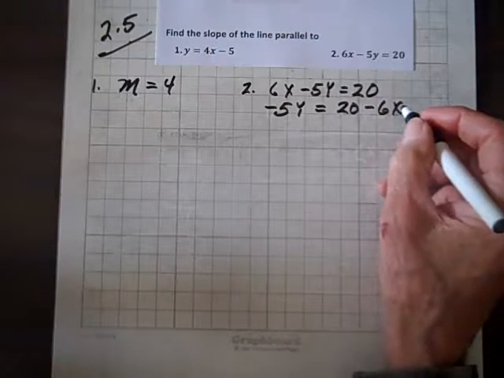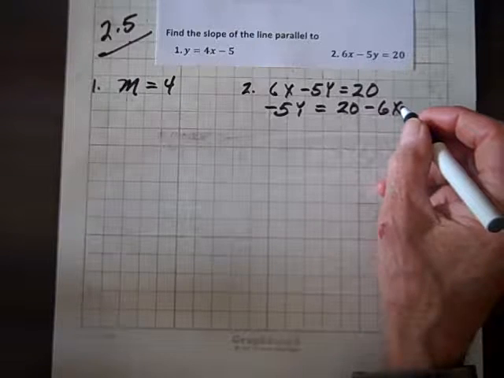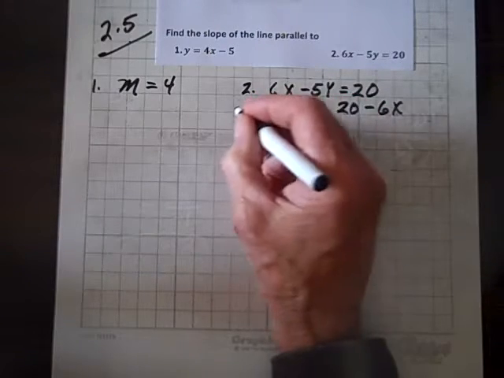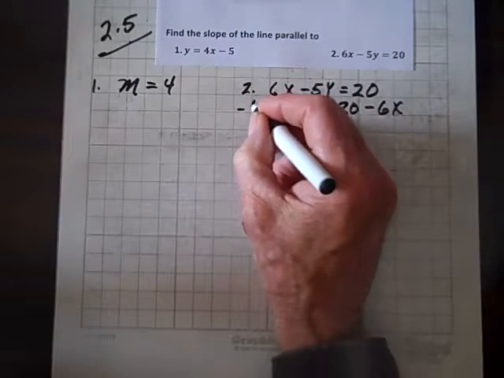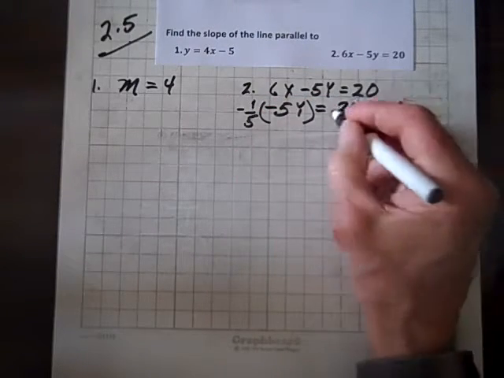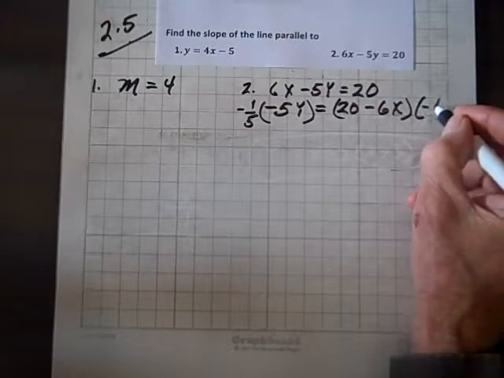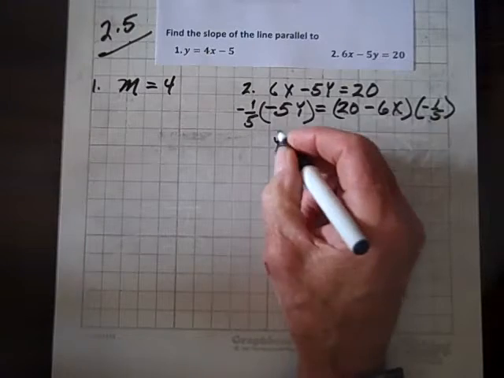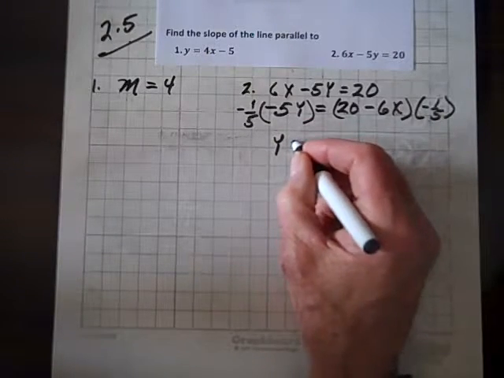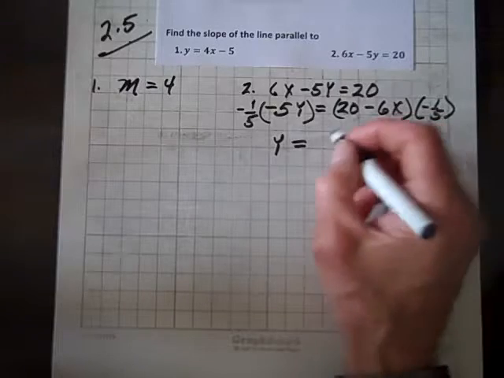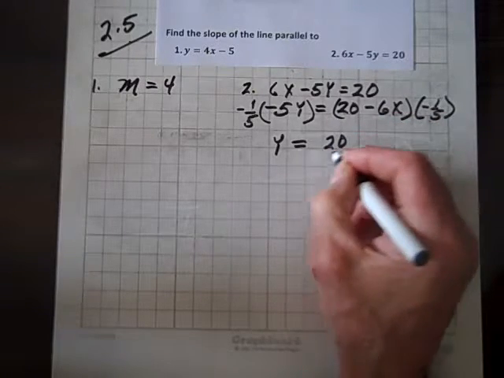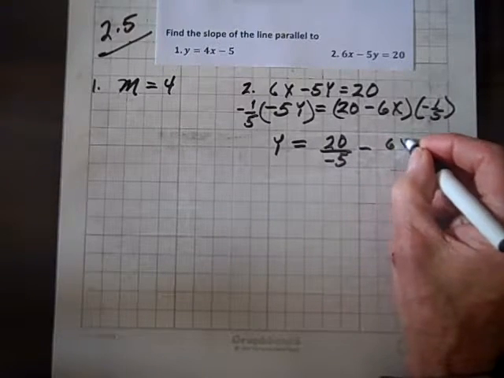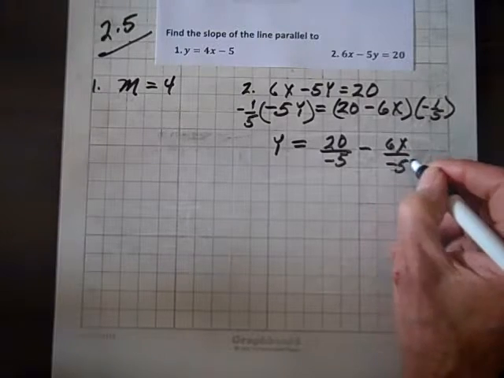We subtracted 6x. Now, we want to isolate y, so we'll multiply both sides by the reciprocal of negative 5, which is negative 1/5. And this is going to be times negative 1/5. And the product of reciprocals is 1. The 5's divide out, and the double negatives are positive. And we have 20 over negative 5 minus 6x over negative 5.